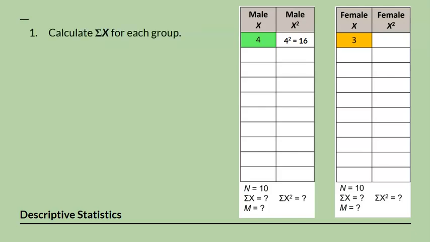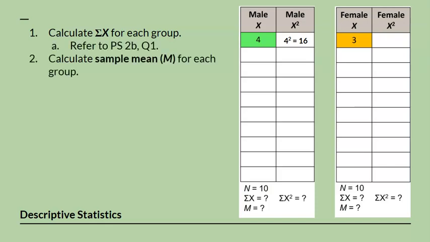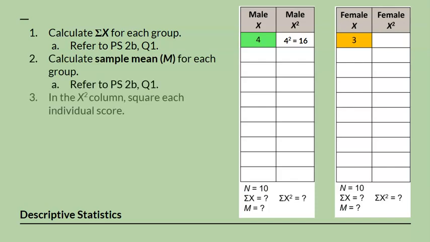First, you will calculate the sum of squares for each group. Then you will calculate the sample mean for each group. Next, you need to square each individual score. For example, the first male had a score of 4. Then x squared would be 4 times 4, or 16. Then you will calculate the sum of x squared for each group.